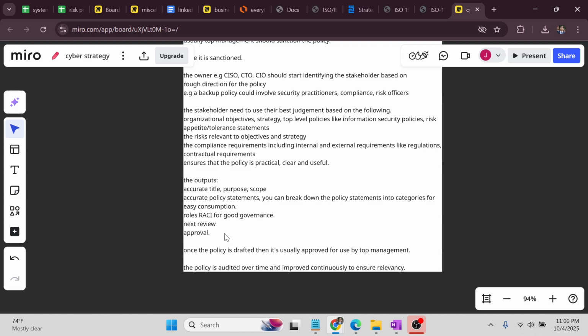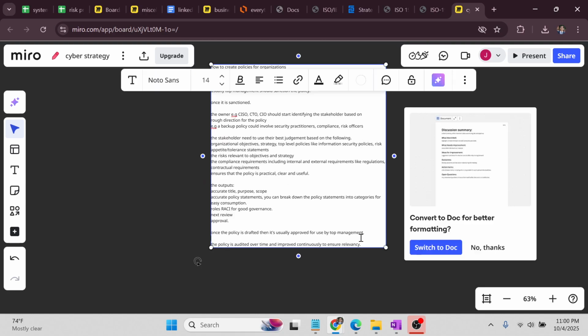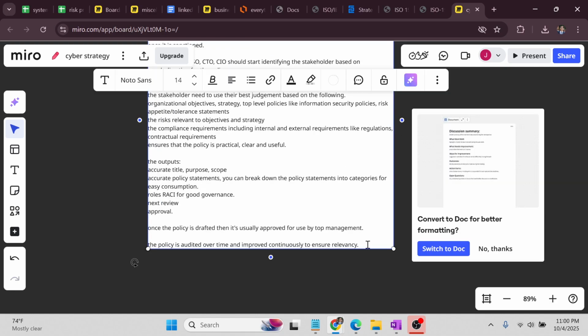So what you do is you create a draft, and then you send this draft to the top management, the layer above you that's been delegated with this authority, and then you get them to approve the policy. Once they approve it, then you communicate the policy and make sure that people are aware of the policy. And remember that the policy is audited over time and improved because the business changes. There are things that were in the policy that are not relevant now. So you just have to make sure that the policy is improved and updated so that it's relevant.